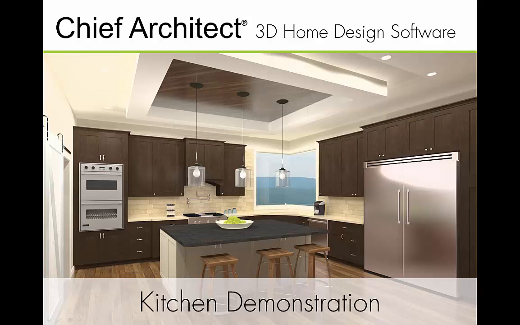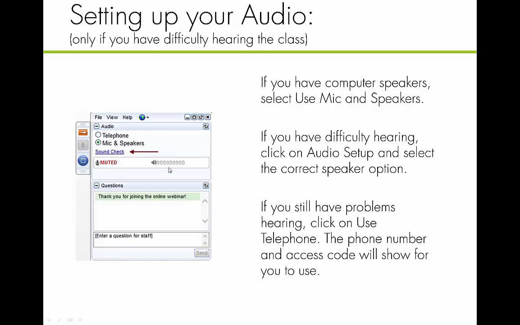Before we get started with our kitchen design, I'd like to go over the GoToMeeting control panel because you do have a couple different options. So I'm going to talk about audio here first. The standard setup is using your mic and speakers. I do have everybody muted today, so you don't need a mic, you'll just need your speakers active. And if you're not able to hear me correctly, select this sound check, and that will also even out the levels of the audio to help that out. If that's still not working, select that telephone radial and you can call in.